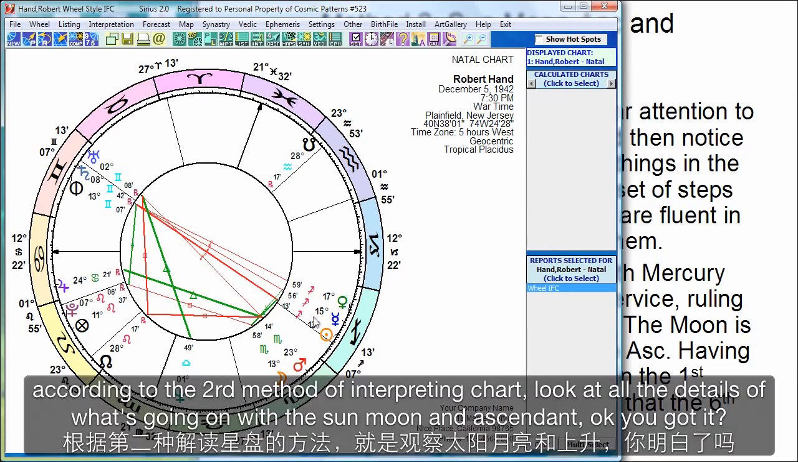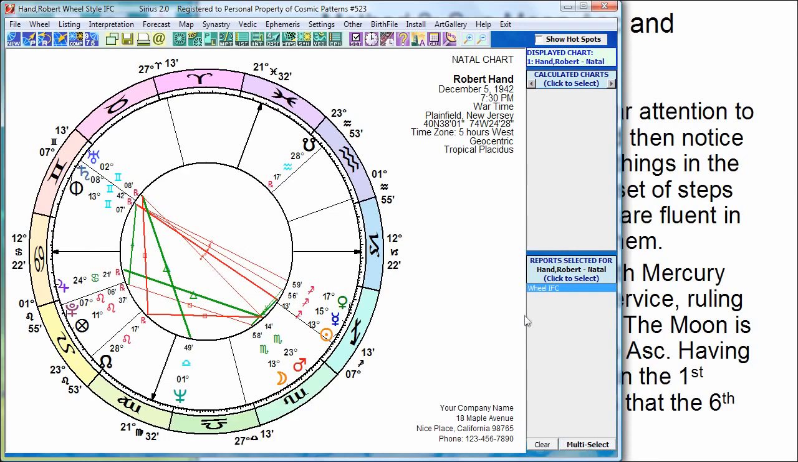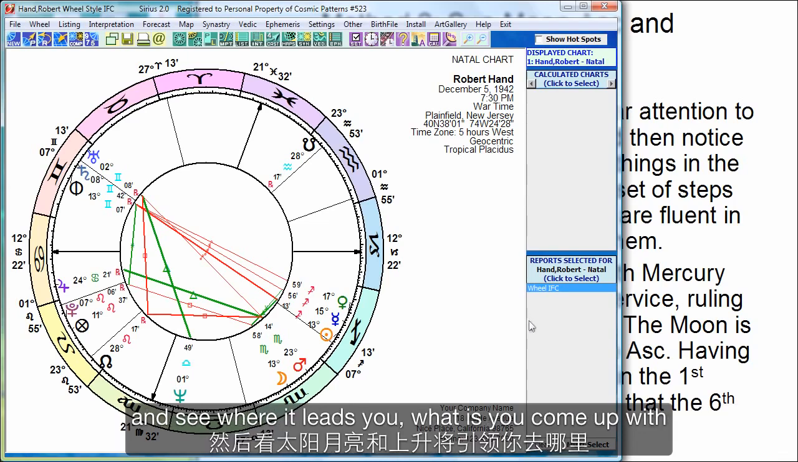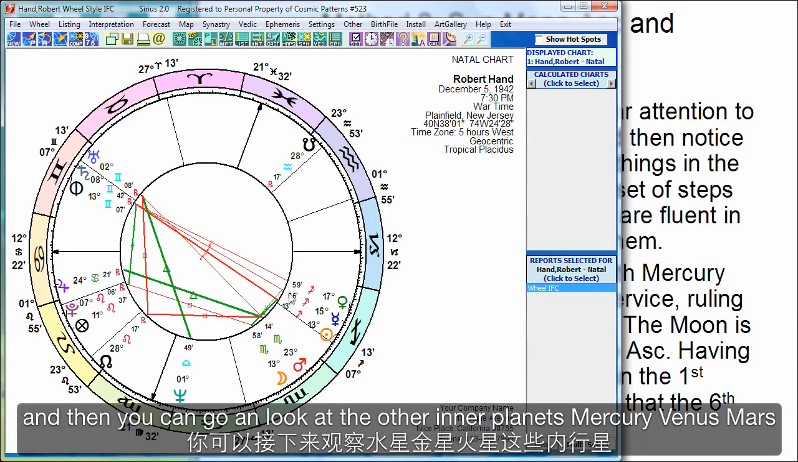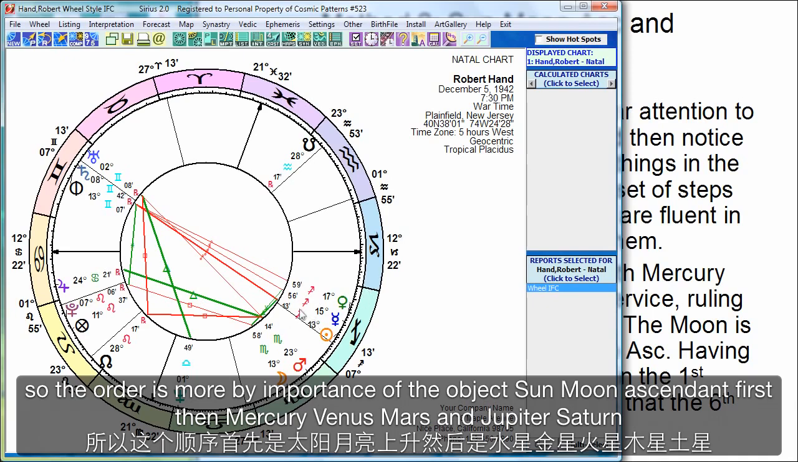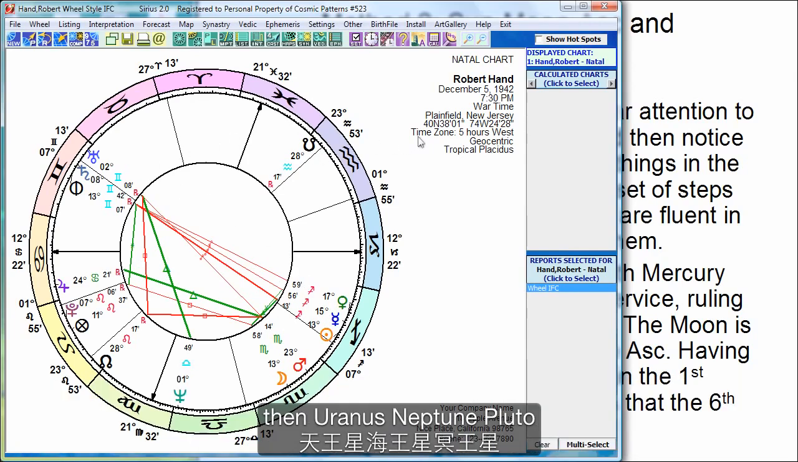So according to this second method of interpreting a chart, we're going to look at all the details of what's going on with the Sun, Moon, and ascendant. Okay, you got it? First method, go around the houses. Second method for interpreting the chart, start with Sun, Moon, and ascendant and see where it leads you and what you come up with. And then you can go look at the other inner planets, Mercury, Venus, Mars, and then the outer planets. So the order is more by importance of the object: Sun, Moon, and ascendant first, then Mercury, Venus, Mars, then Jupiter, Saturn, then Uranus, Neptune, and Pluto.